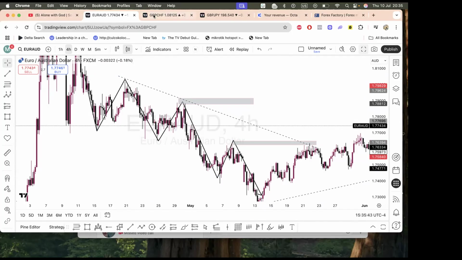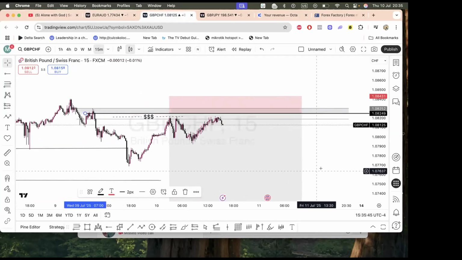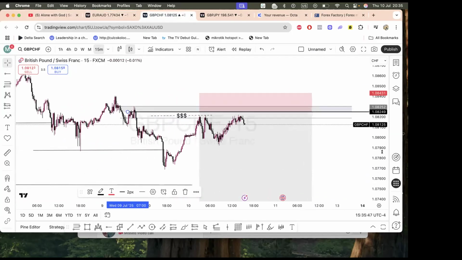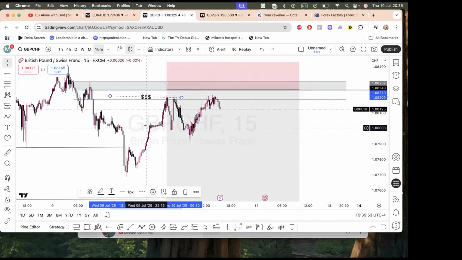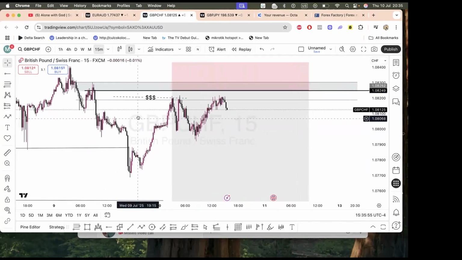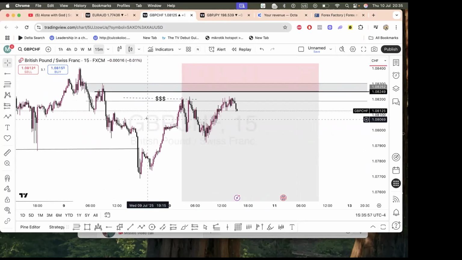Now, there's something I'm waiting for here. I'm so happy I took this trade. I know a lot of people don't like this thing. We've already started this move though.